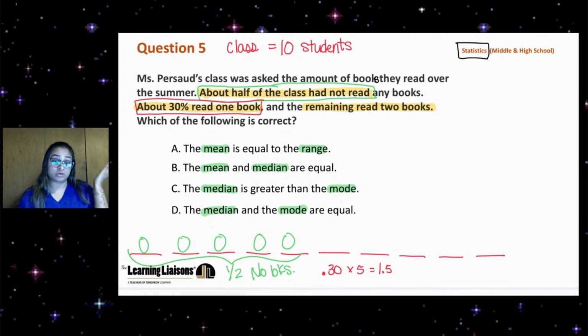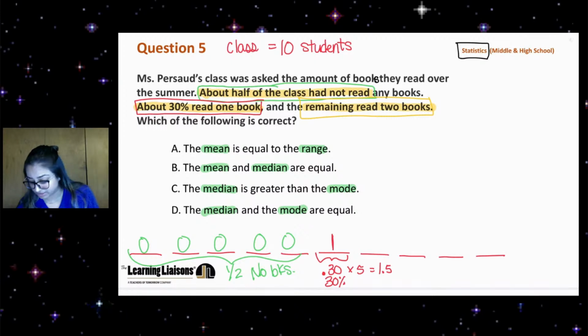Okay, so we don't have a whole student to say that it's 2. We have close to 2. So at this point, we use our discretion. We're going to either use 1 or 2. I'm going to just use 1 student. And that's my 30%. And that 1 student read 1 book. And the rest of the people read 2 books. So I'm going to give them all 2.